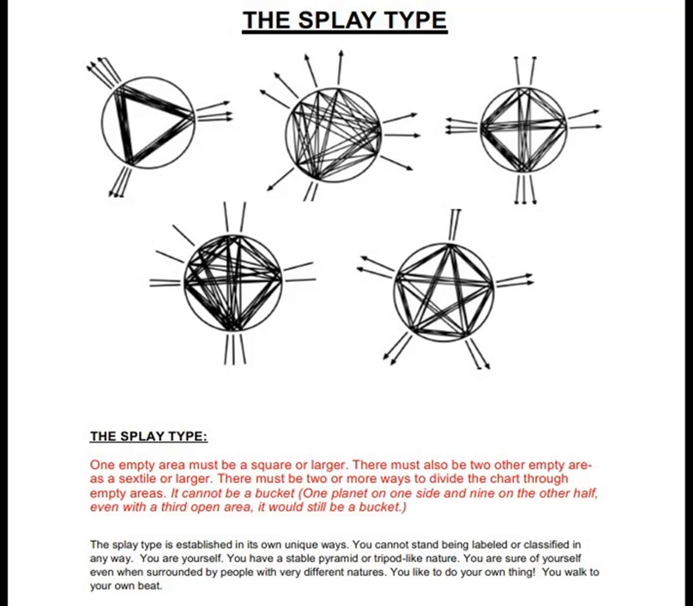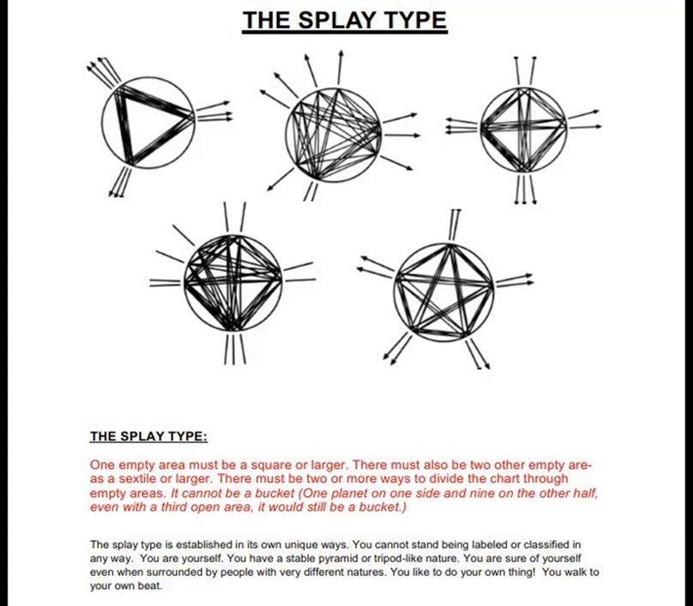The seventh pattern type is called the splay type. For the splay type, one empty area must be a square or larger. There must also be 2 other empty areas as a sextile or larger. There must be 2 or more ways to divide the chart through empty areas. It cannot be a bucket, with 1 planet on one side and 9 on the other half. Even with a third open area, it would still be a bucket.